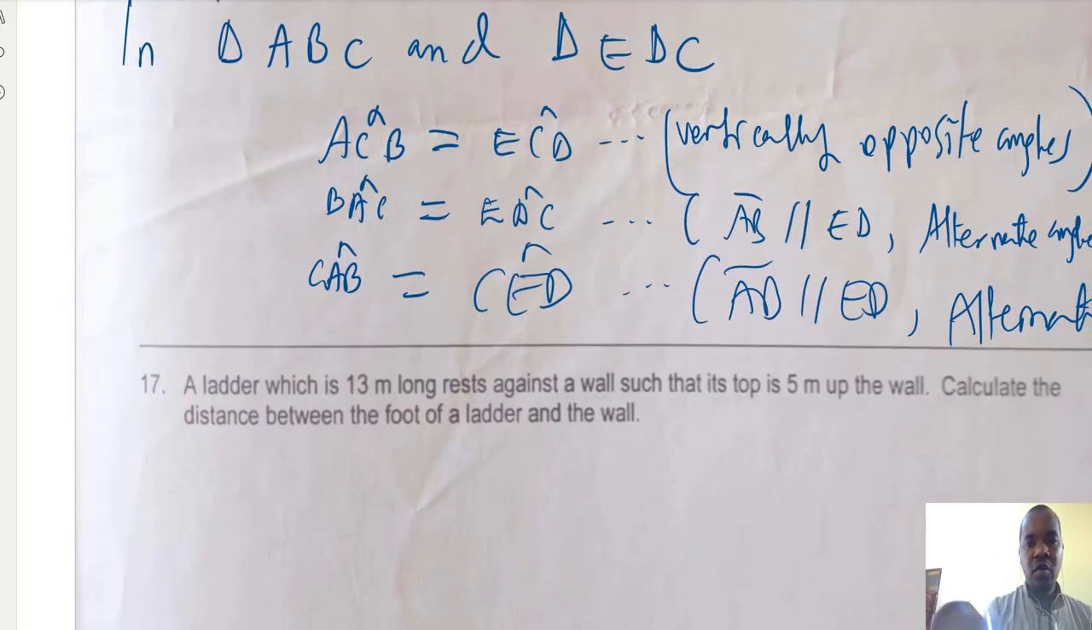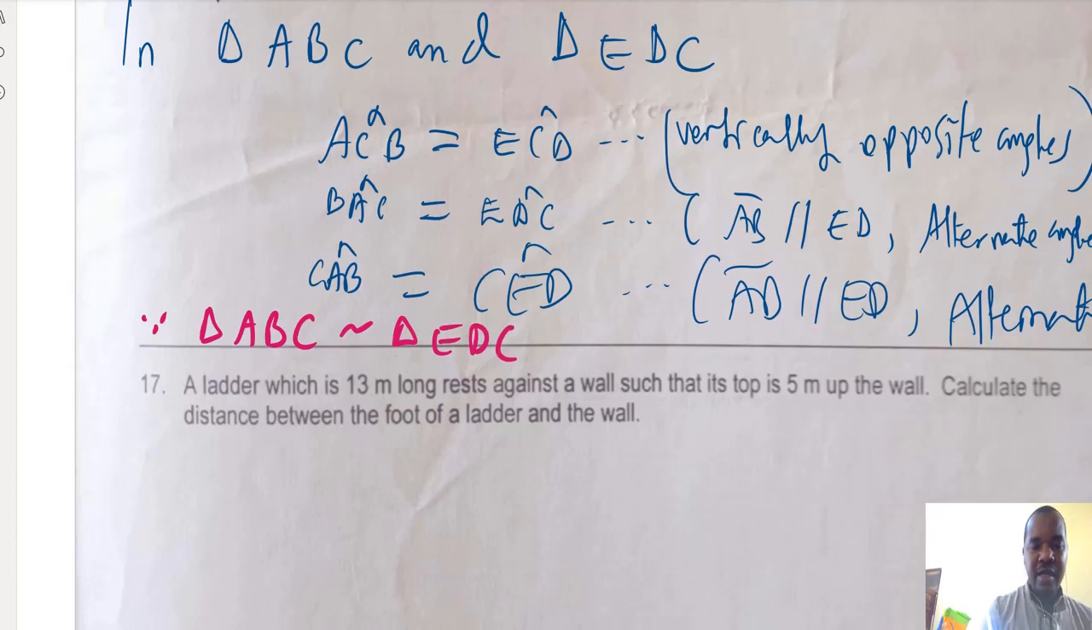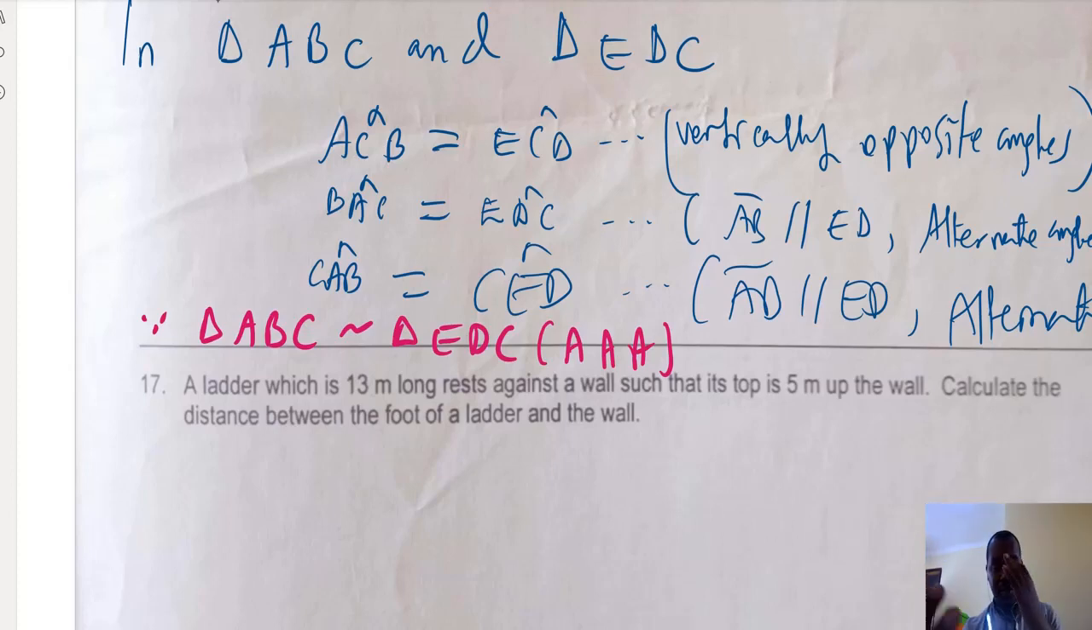So we can conclude now that triangle ABC is similar to triangle EDC, and the reason is that all angles are actually equal within those two triangles. Corresponding angles are equal, and because of that, the two triangles are similar.